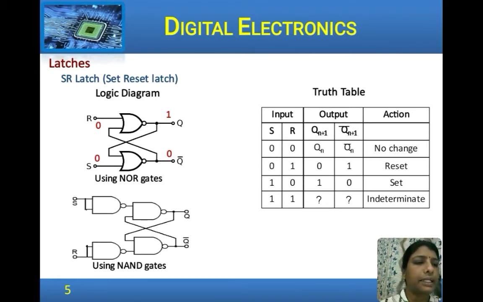Let us consider the next input 0, 1 given to S and R, that is, S is 0 and R is 1. Let us see what happens.